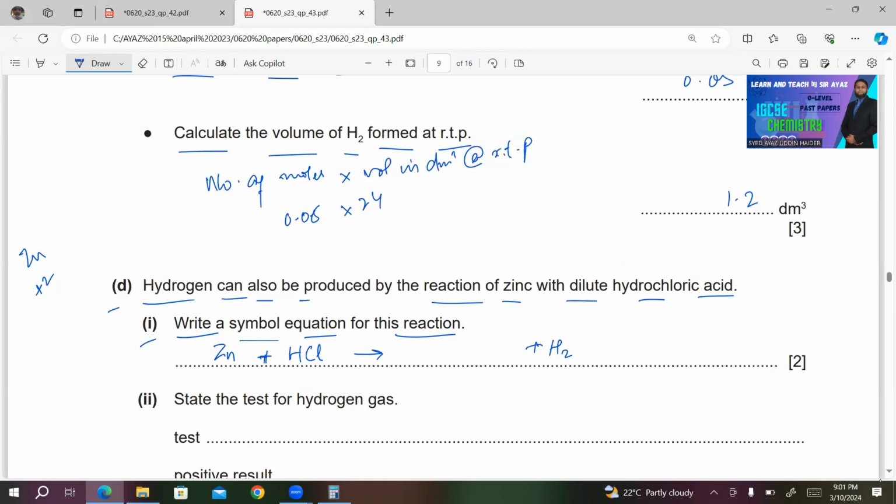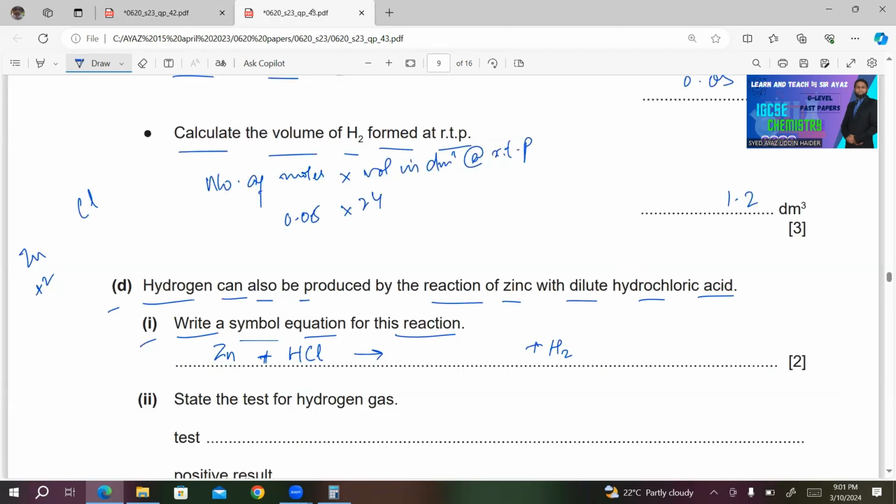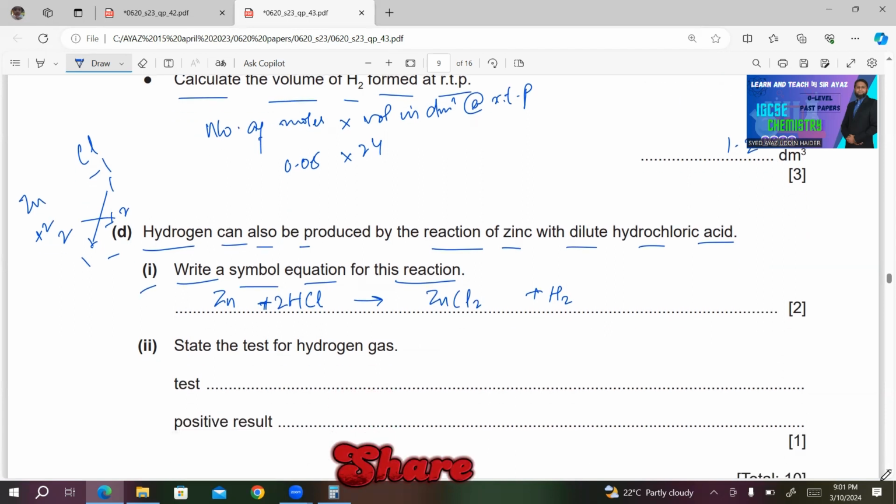What about chlorine? Chlorine belongs to group 7. So it must have -1. Ignore the charges. So these subscripts will be exchanged. And finally, you will get ZnCl2. Let's balance the equation. So I will place 2 before HCl. It's balanced now. Number 2, state the test for hydrogen gas.